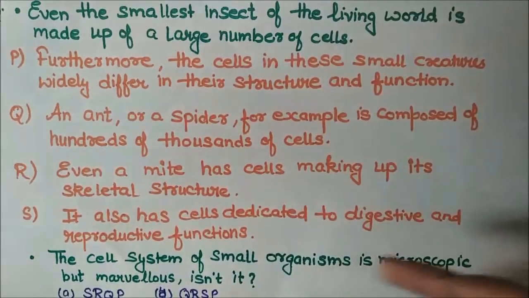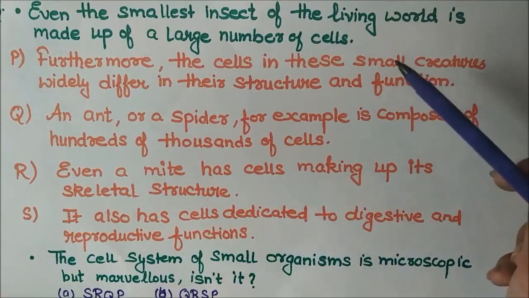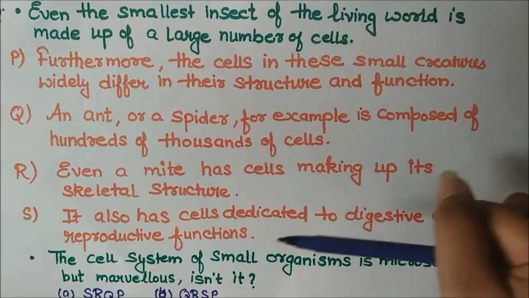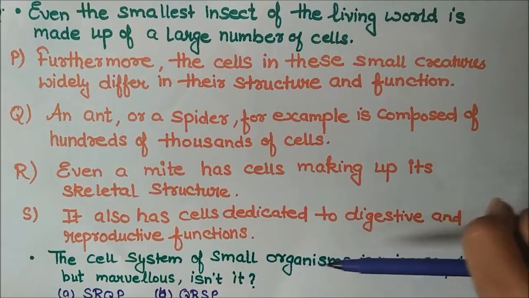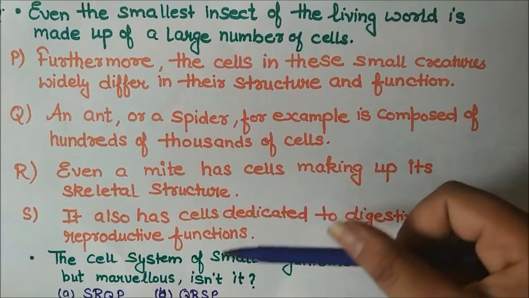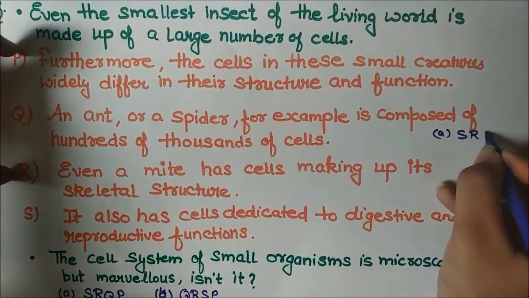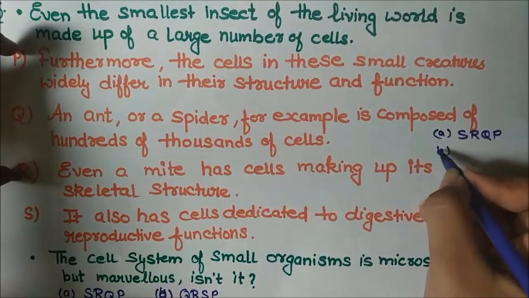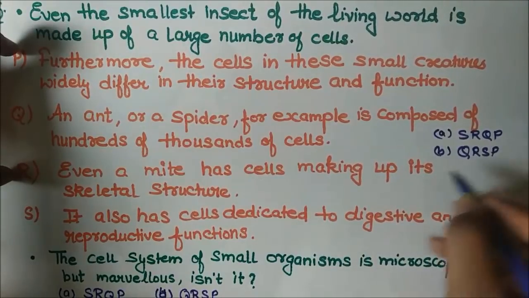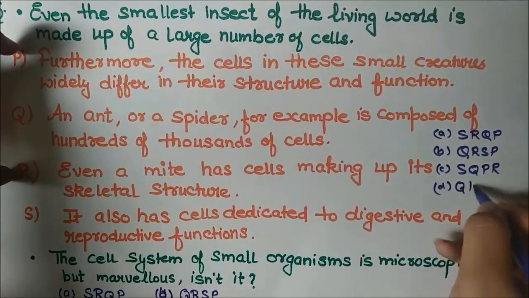Okay, the next question is here, and the question says, "Even the smallest insect of the living world is made up of a large number of cells," and we have to arrange these statements. And then it comes, "The cell system of small organisms is microscopic but marvelous, isn't it?" And the options, I think options are not visible, let me write them here. Options are SRQP, then QRSP, and SQPR, and the next option is QPRS.